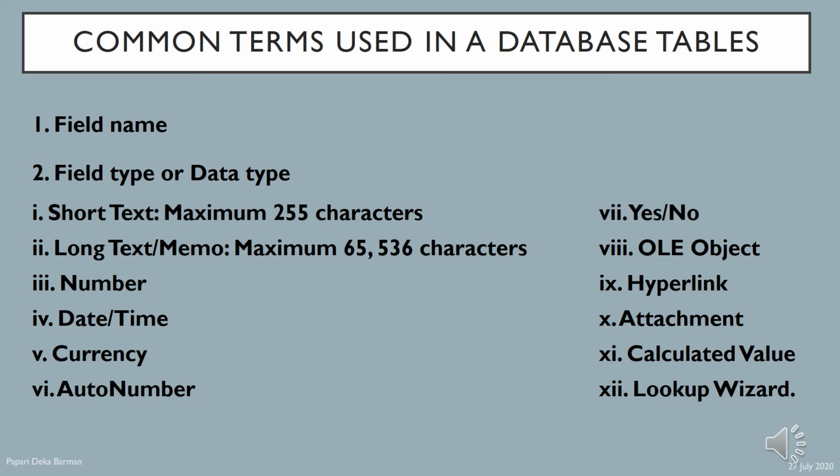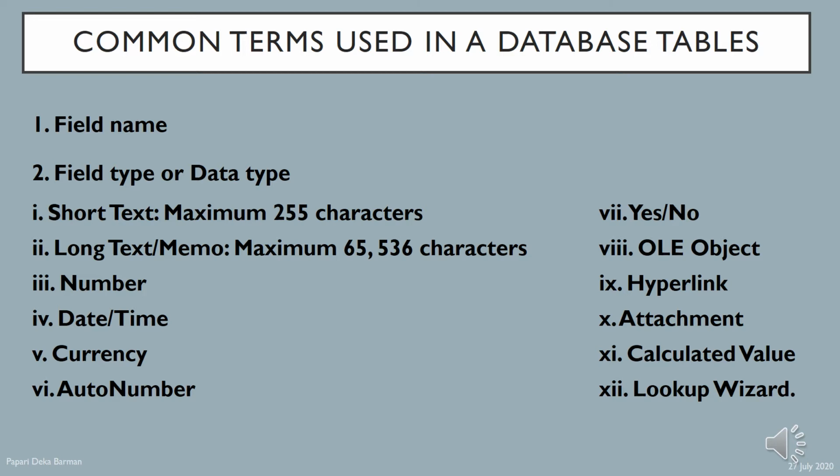First one is short text, or in some versions you can directly see text only. Short text can store a maximum of 255 characters. For storing names, small addresses or pin codes, we can use the short text data type. It is a combination of alphabets and numbers, or it can contain plain text only.